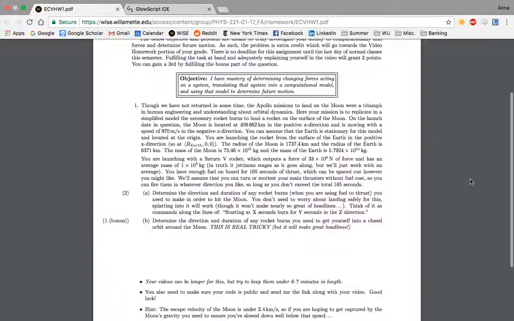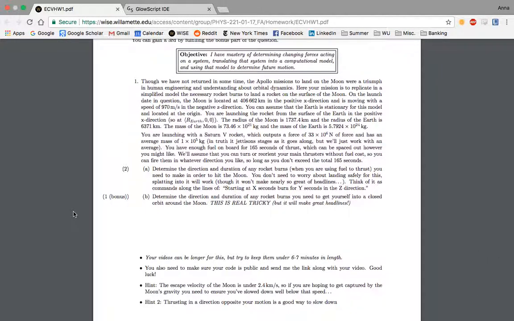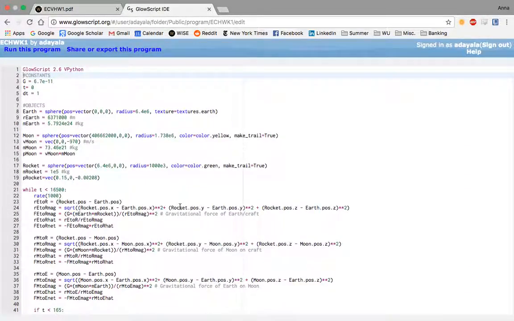And so in order to do that, I looked at the problem statement. In that problem statement, you ask me to determine the direction and duration of the rocket burns, and the fact that I only have 165 seconds of thrust, and then the rest of it will just have to be forces acting upon the rocket that will carry it to the Moon. So I will be just doing 2A, and I'll be taking you through my code.